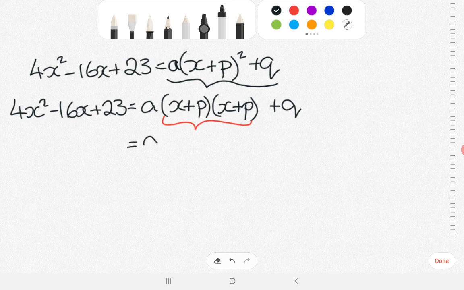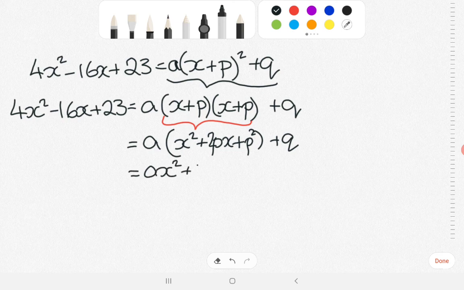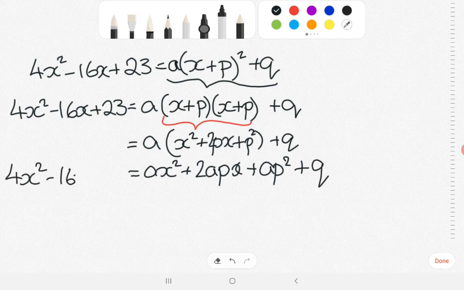So I've got a times, keeping this in brackets though, x squared plus px, so that's plus 2px. You can start to do these quicker little shortcuts if you're confident. And then p times p is p squared. And then we would have ax squared plus 2apx plus ap squared. So that's me multiplied out that bracket. And then plus q. And we know that that's 4x squared minus 16x plus 23.